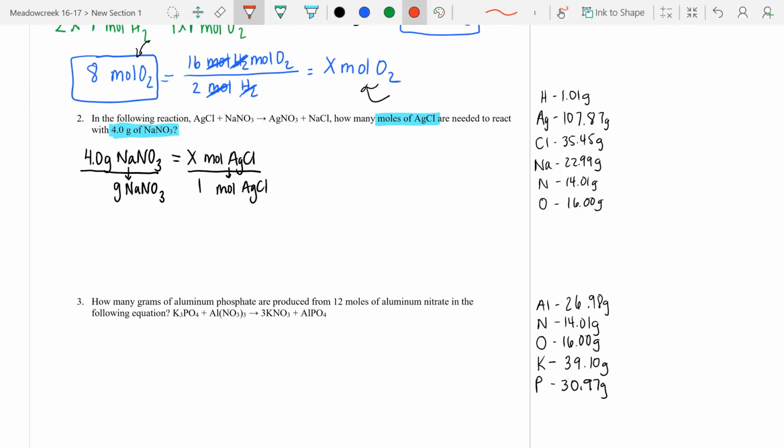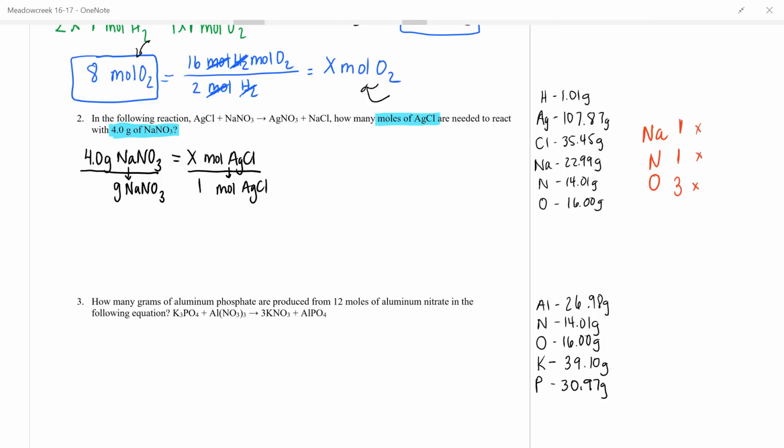Now, what I've done is I've already listed out the mass of the elements we're going to need because I don't have a periodic table with me, and I know that's shameful as a chemistry teacher, but I wrote it down anyway. So to calculate our molar mass, we're going to have Na, we have N, and we have O. And if we look, our subscripts for these are 1, 1, and 3. We multiply by the mass that we got from our periodic table.